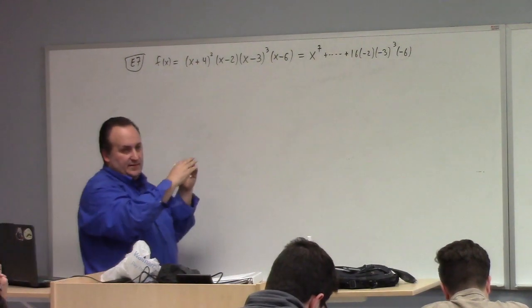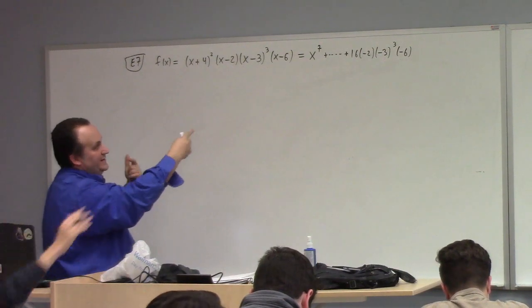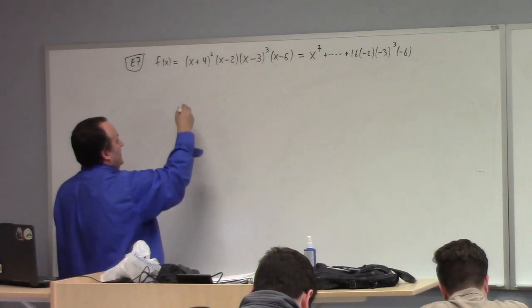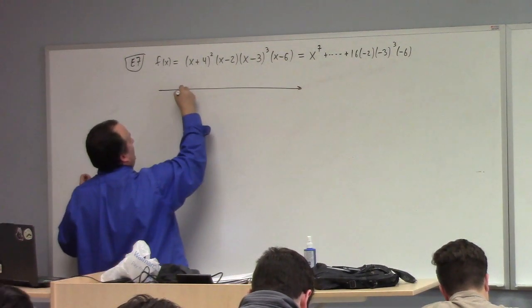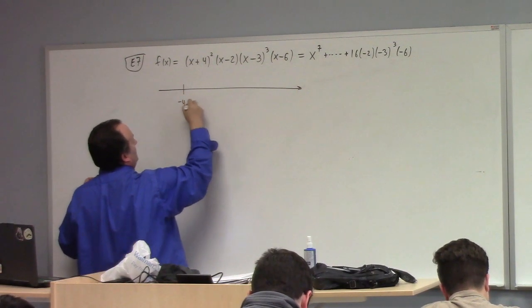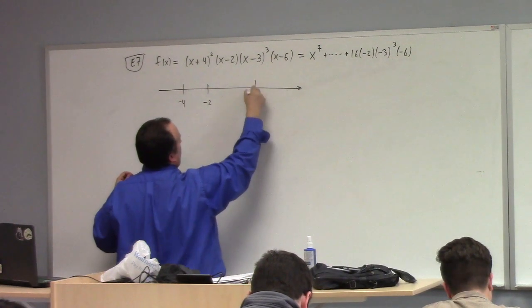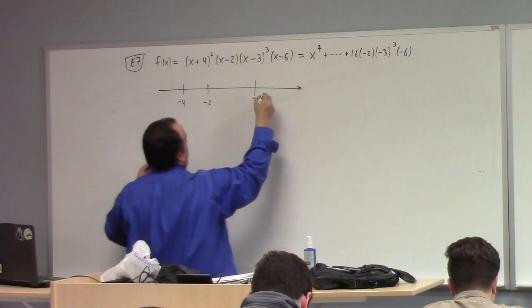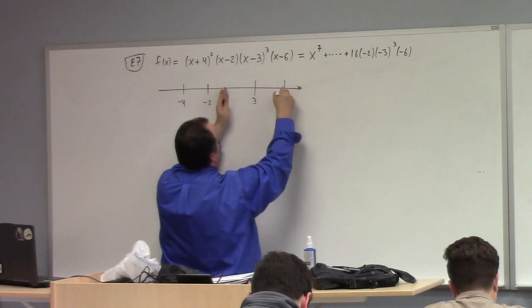it's going to look like the odd graph over there, okay? Because the leading coefficient's negative. So I draw my sign chart. And my sign chart, I've got a minus 4, minus 2, 3 is over here, and then, I don't know, 6 is here somewhere, right?